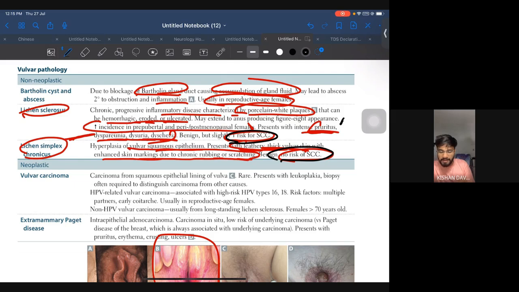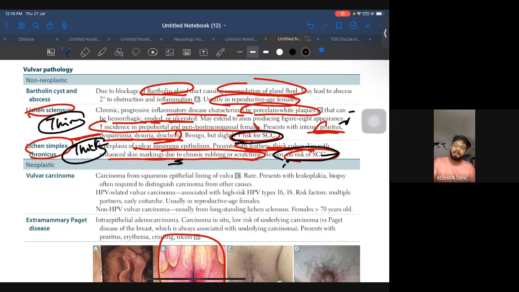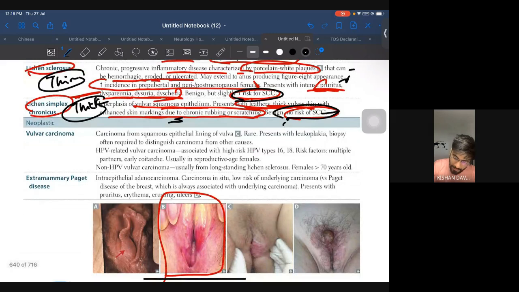Okay, because here also pruritus is there, so rubbing will be there, here also rubbing is there, skin marking is there, scratching is there, the female will be trying to scratch it. So they might give you the same condition in both, but at the end they will mention how high the chances of cancer are. Okay, so that's it. And another thing, this will be thin and this will be thick. So if they say thin presentation in the vulva and thick presentation in the vulva, think like this.